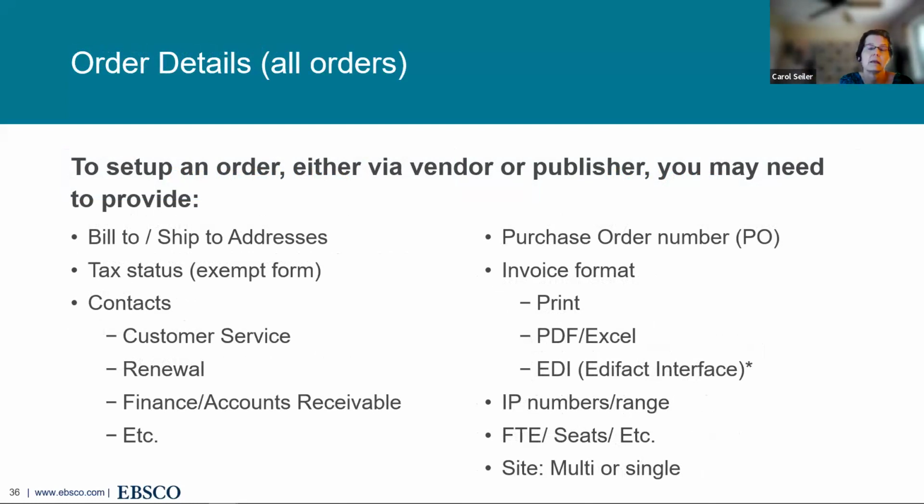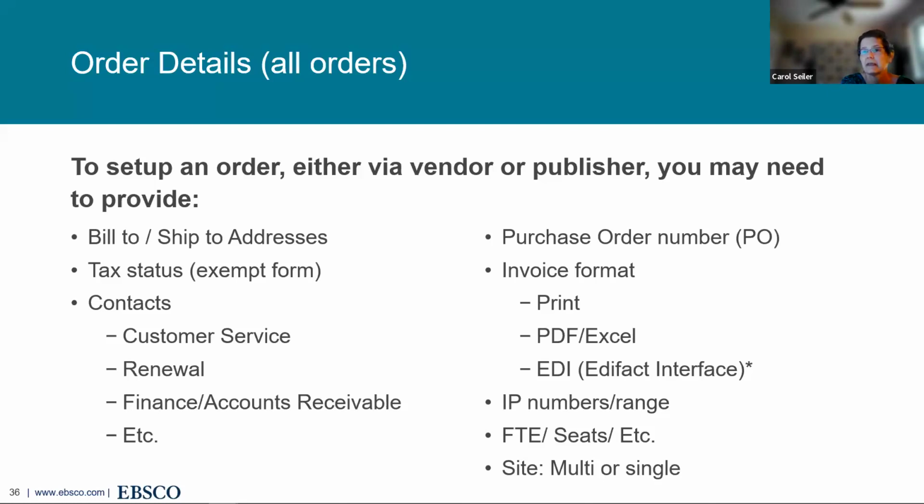There you go. Tax status. If you're tax exempt, the tax exempt form. Who are the contacts at your library for that publisher or vendor? Who should they contact to do the renewal? Who should the publisher or vendor contact to talk about invoices, etc.? If your library requires you to have a PO or purchase order on an invoice, then you'll need to provide that. If you don't require it, you don't need to provide it.